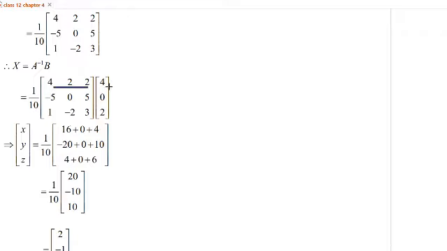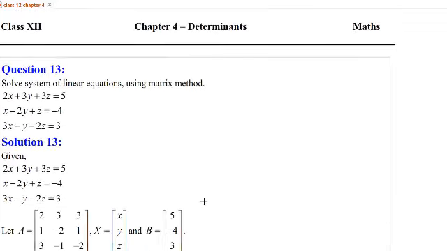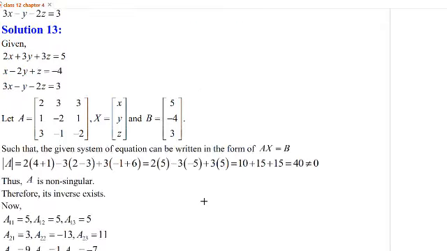So row into column, 4 4s are 16, 0 plus 4. The next row, minus 20, 0, 10. The next row, 4, 0, 6, okay? 20 minus 10, 10. Divided by 10 means 2 minus 1, 1 is the answer. So this is the value of x, y, z.